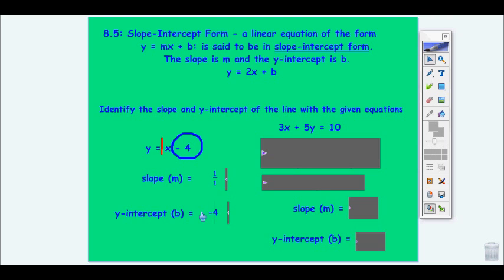Now, in the equation 3x plus 5y equals 10, we must first put it in slope-intercept form. Slope-intercept form is always solving for a single y. So our first step would be to subtract 3x from both sides, and we would end up with 5y equals negative 3x plus 10, and then to divide both sides by 5. Remember, when you're dividing by 5, on the right side, you are dividing each term by 5.